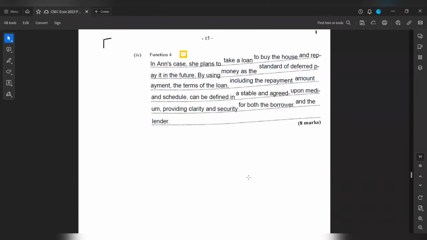Function 4, in Anne's case, she plans to take a loan to buy the house and repay in the future, using money as a standard of deferred payment. The terms of the loan, including the repayment amount and schedule, can be defined in a stable and agreed upon medium, providing clarity and security for both the borrower and the lender.